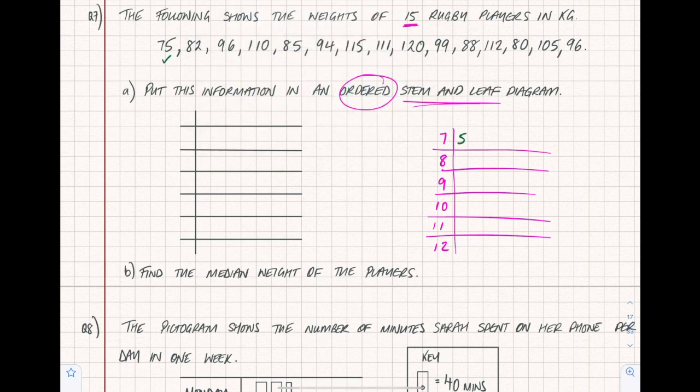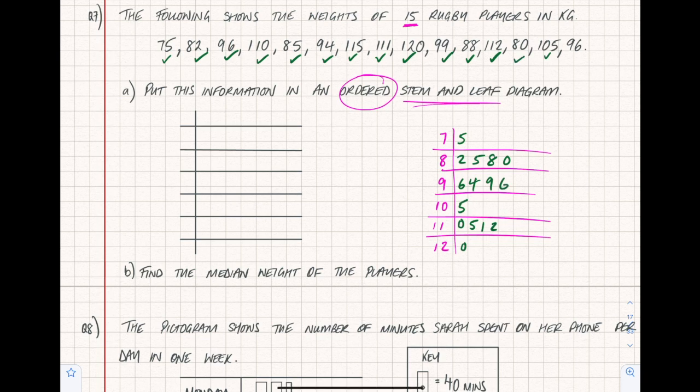So 75, 82, 96, 110, 85, 94. So you can see straight away now that this is out of order, but what I'm going to do is once I recopy it, I'll put it in order. 115 goes there, 111 goes there, 120, 99, 88, 112 would go there, 80, 105, and 96.